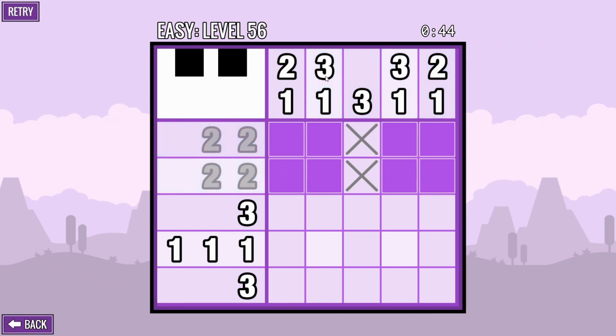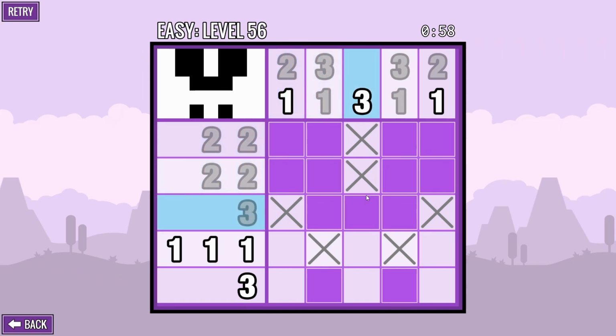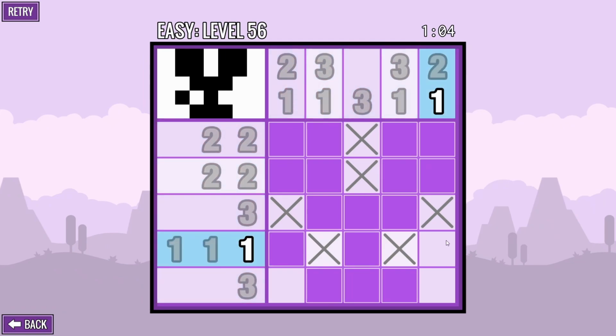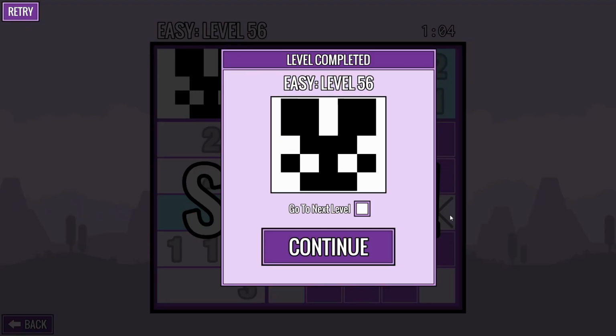So then from here, we can see this is the 3, block off one. And same thing over here, three, block off one. We already have a two complete over here and over here, so that means this three has to connect up like this. The only space that this three has to expand out is down. Last two ones, and that's the puzzle. Let's crank up the difficulty a little bit.